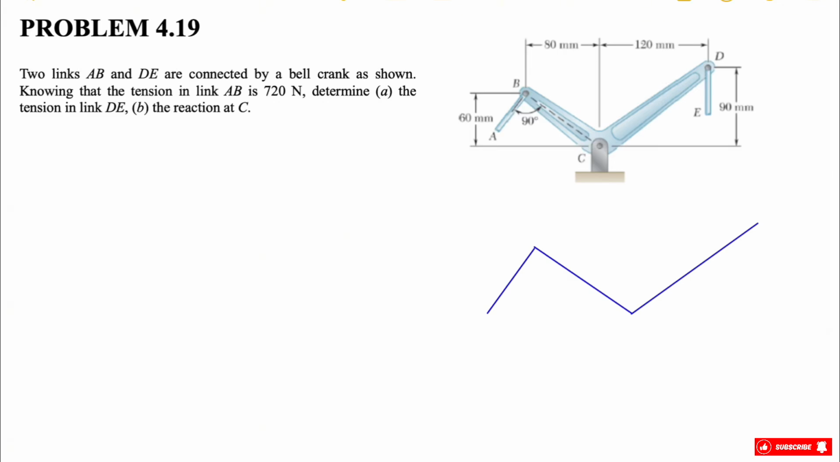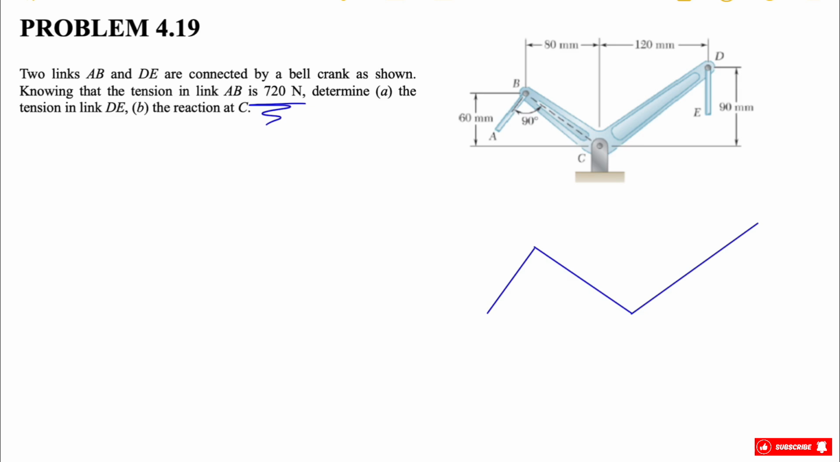We have another question from chapter 4 of the Beer Johnston textbook, and we have these two links, AB and DE, that are connected by a bell crank as shown. We know that the tension in the link AB is 720 Newton. In part A, we need to find the tension in the link DE, and we know the link DE is in tension from the question, and in part B we need to find the reaction at C, which is a pin.